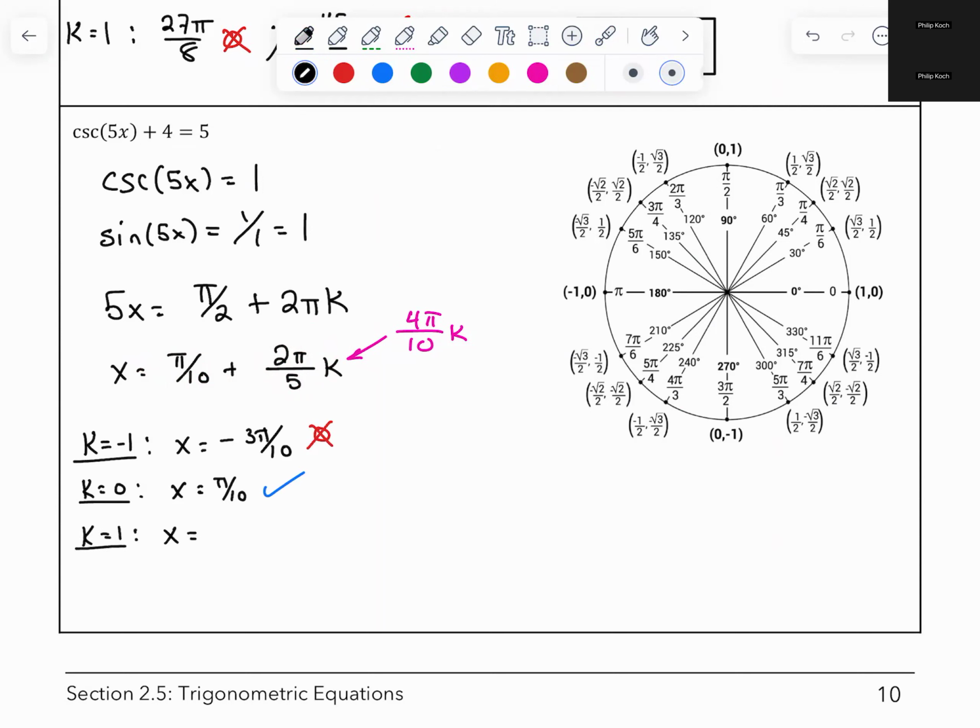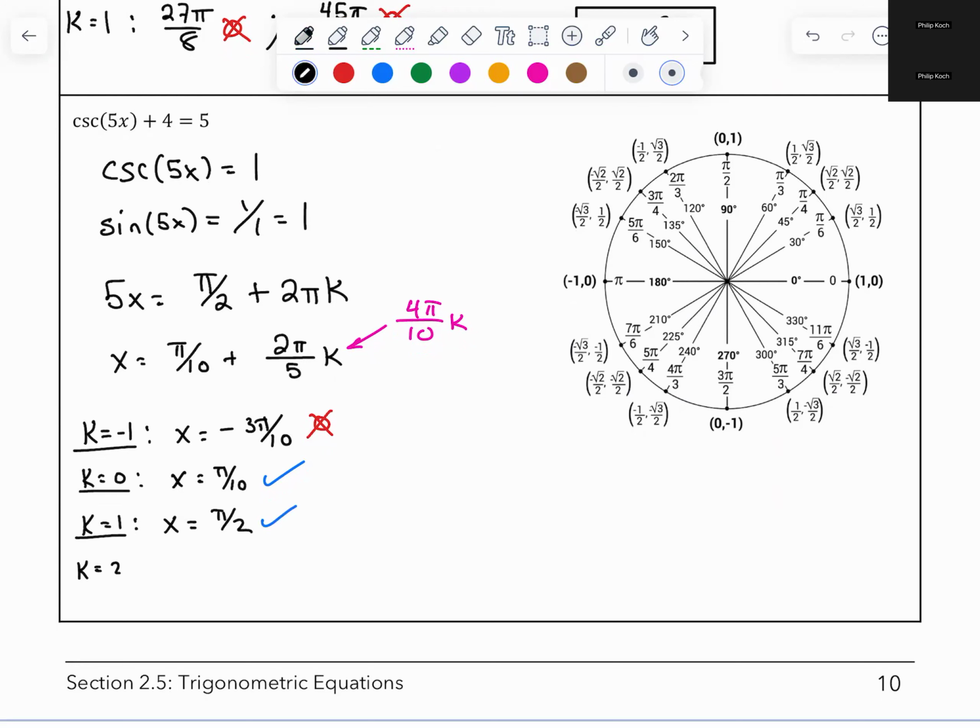K equals 2, that's in there. K equals 2 will give me pi over 10 plus 8 pi, so that's 9 pi over 10. I should have been nicer on k equals 1. I'll write this as 5 pi over 10, which equals pi over 2. And that's in there. K equals 3 will give me x equals 14 pi over 10, and that is in the interval.